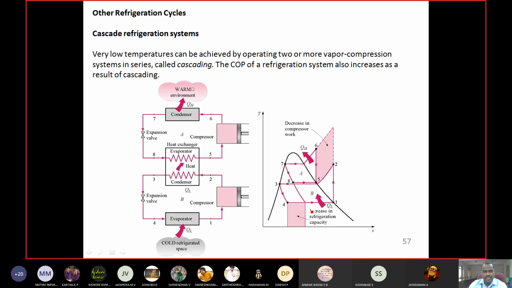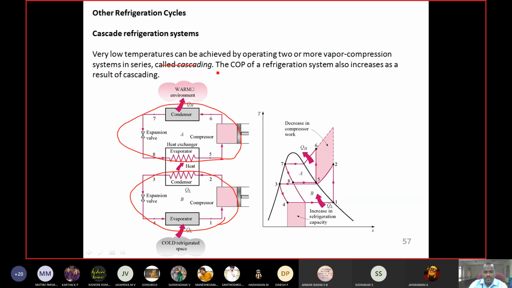Then other refrigeration cycles are also possible. We have the cascade refrigeration system, in which very low temperatures can be achieved by operating two or more vapor compression systems in series, called cascading. We have two refrigeration systems in series. This will be one refrigeration system, and this again one refrigeration system. Like our regenerative cycle, we have this cascade refrigeration system.